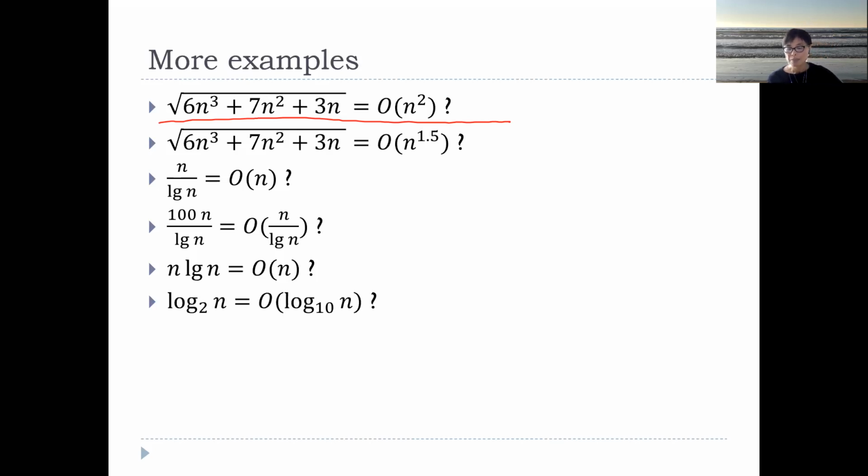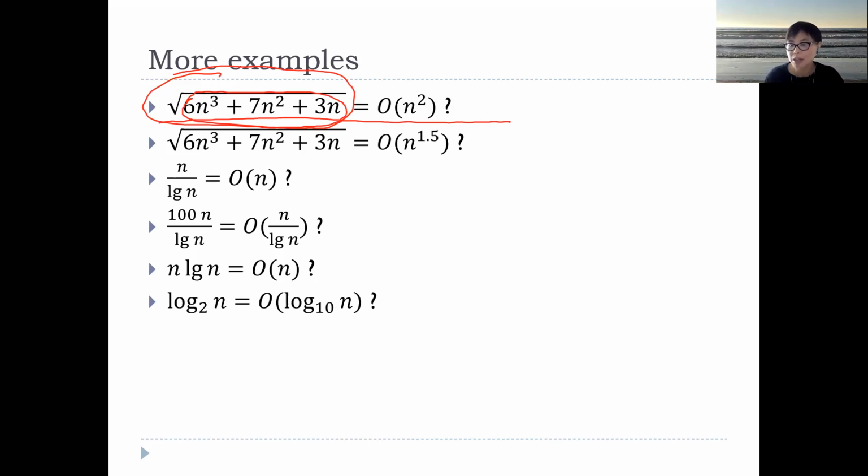So remember that the big O notation basically says that this one is intuitively bounded by some constant times the right-hand side for n large enough. We look at this square root of a function, but the dominating term inside is intuitively n cubed. The remainder lower order terms are all smaller than, say, 7 times n cubed, and so on.